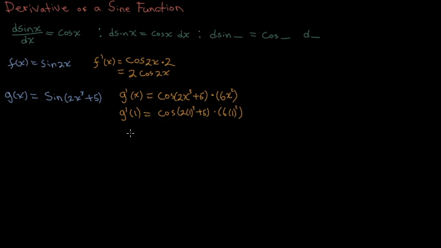And over here, we would get, okay, cos 7 times 6. And if we were to evaluate that, we would get a number around 4.523. And there you have it. So that is how you evaluate the derivative of a sine function.